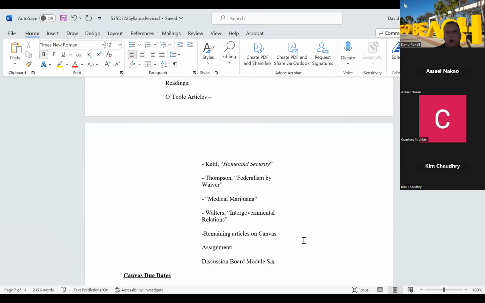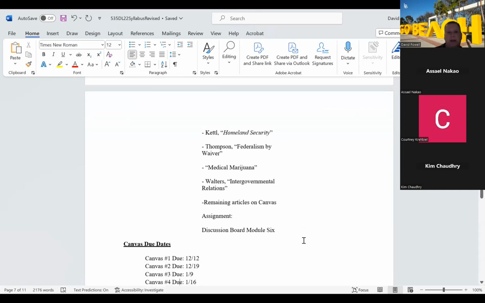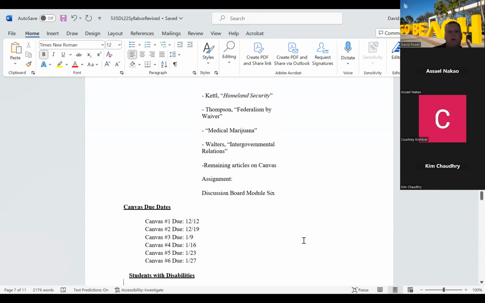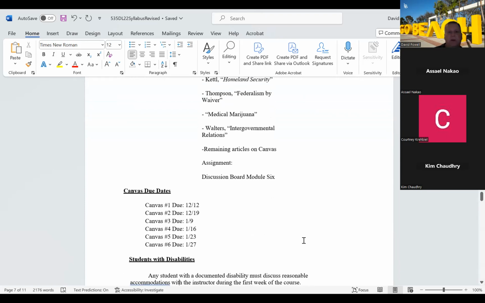So if we don't get through all of our article discussions by then, we'll finish up those article discussions on January 27th. And then your final discussion board is due. So for your Canvas discussions, those are the due dates. Number 1 is due on December 12th, 2 is due on December 19th, 3 is due on January 9th, 4 is due on January 16th, 5 is due on January 23rd. And if you choose to do the 6th one, which is optional, that one is due on the 27th.